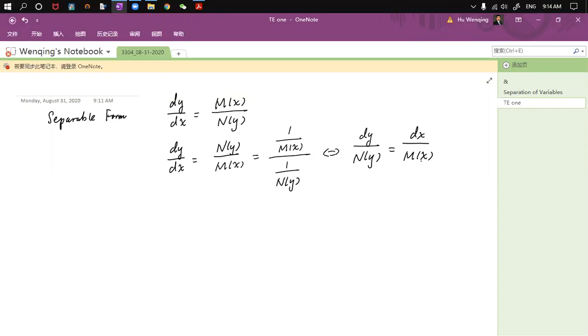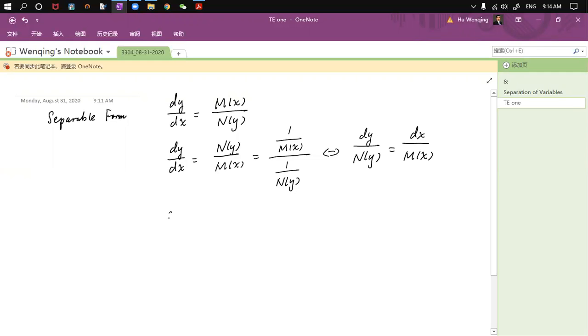So now it means that you can be very flexible with the separation of variables, because the separation of variables essentially is just saying that you want to collect x on one side, collect y on one side, and do an integral on both sides. So that's kind of what happens in separation of variables.